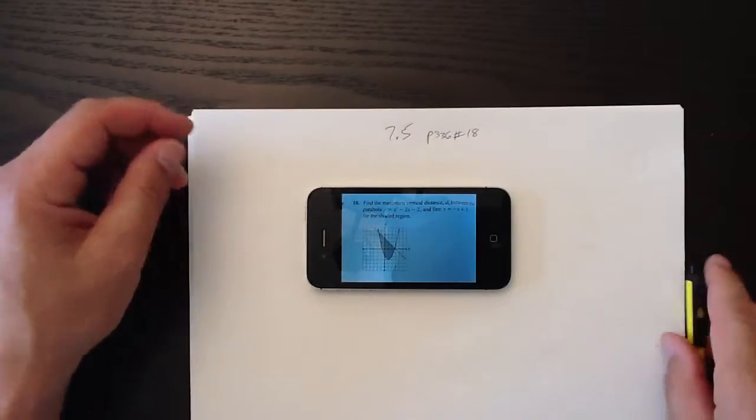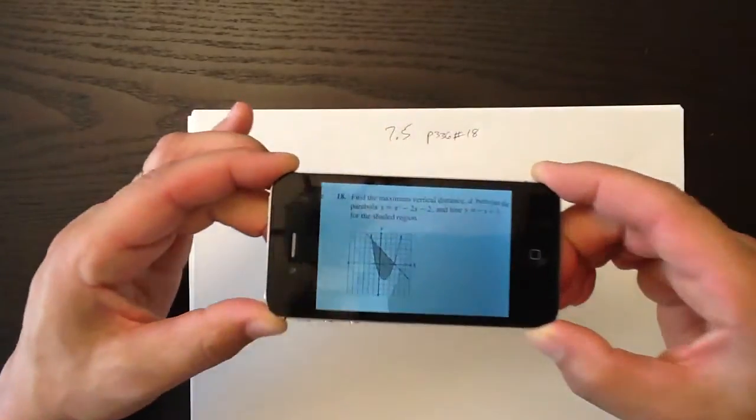Okay, I don't have a textbook anymore. It is in use. So this is the problem that we're looking at.